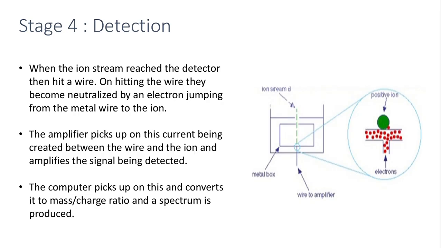produced. So in the right side image you can see the same. There is a metal box and stream to amplify positive ion electrons. So this is the stage of detection.